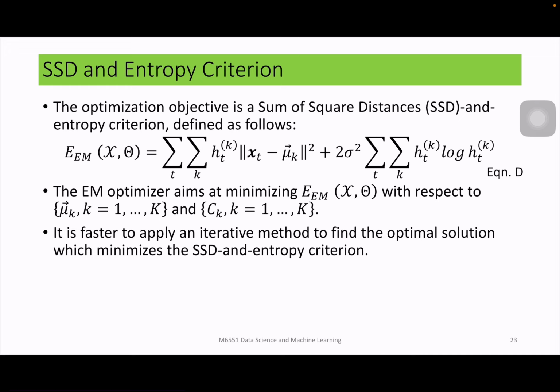SSD and entropy criteria. The criteria objective is the sum of squared distance, SSD, and entropy criteria, defined as in the given equation. EM, the expectation maximization optimizer, aims to maximize with respect to mu, where k equals 1 to K. It is faster to apply an iterative method to find the optimal solution which minimizes the SSD entropy criteria.